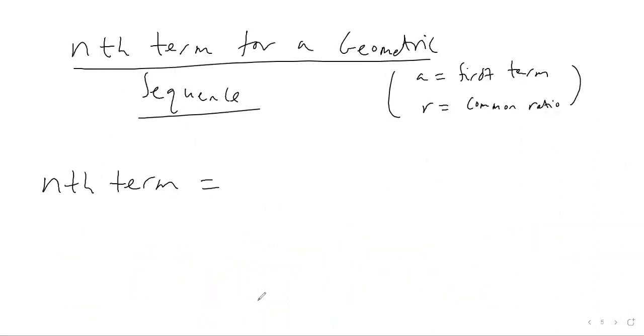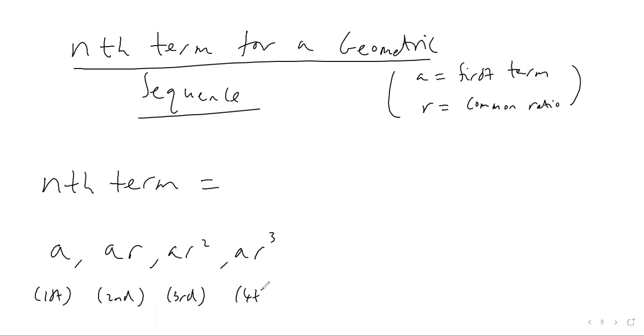Now, how about the nth term of the geometric sequence? Again, if we just write out our geometric sequence, first term A, next term AR, times by R each time. So what about our nth term? This is our first term, that's our second term here, AR. Our third term is going to be AR squared. Our fourth term is going to be AR cubed. Our fifth term would be AR to the power 4. So what would our nth term be?